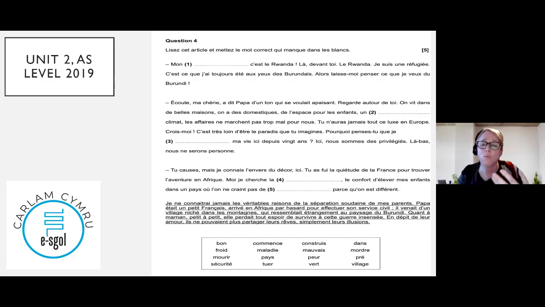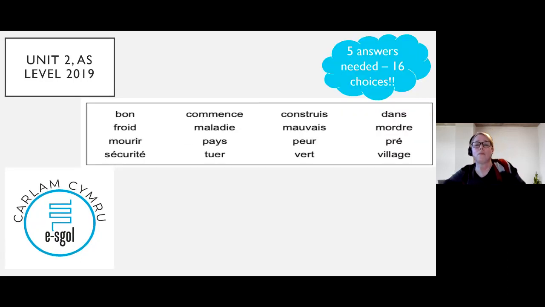Which ones do you know? What can you understand they mean? Write down, annotate, write down their meaning. Also put down, are they masculine, feminine? Are they nouns? Are they adjectives? Are they verbs? And so on. Once you've done that, go back and have another read, and then let's start taking one gap at a time. Five answers needed, but you have 16 choices. They make it difficult, don't they, by giving you quite a number of choices.